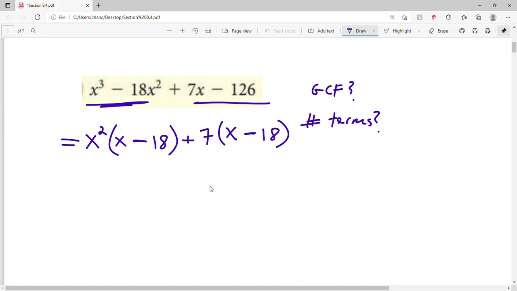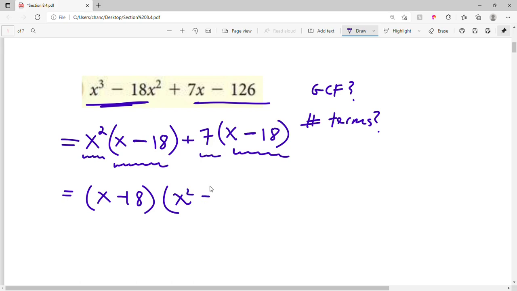18 gives us 126. Notice each of these has a common factor of x minus 18, so I can factor that to the front, x minus 18, leaving us with an x squared plus 7. X squared plus 7, this part is not factorable, and x minus 18, that's not factorable, so that completes our problem.